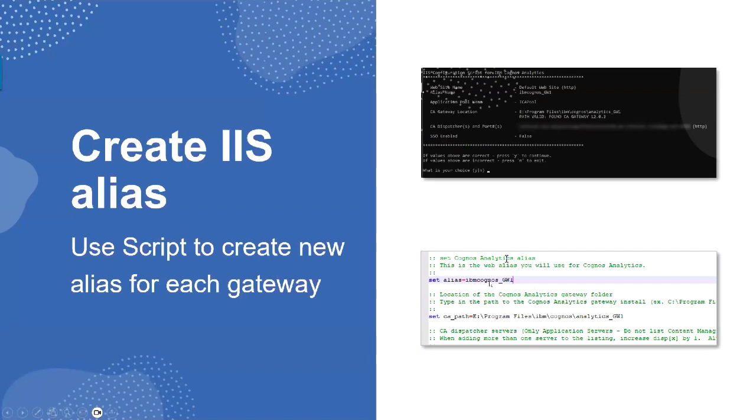So I just mapped it to the existing directory, but I would recommend something more user-friendly that makes sense to users. So I just did IBM Cognos _G1, and then make sure that the path this script is pointing to is also tied to that GW1 folder.